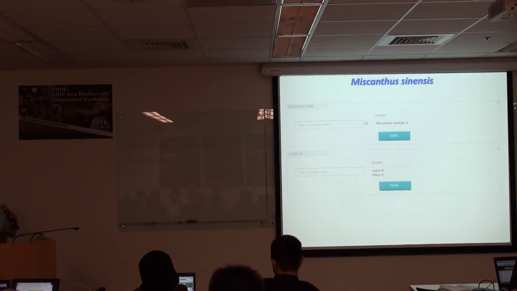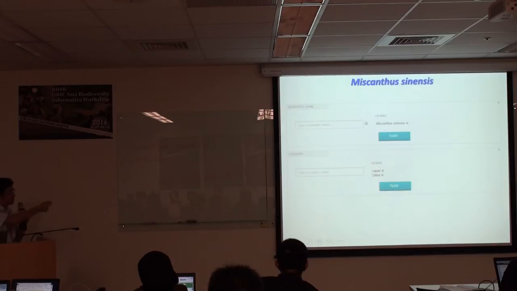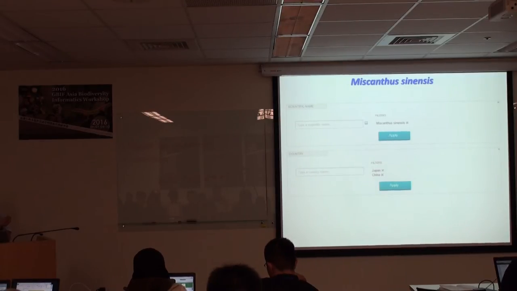Okay? In this case, input Misgurnus sinensis as a scientific name, and choose the country from both Japan and China. You can repeatedly do the filtering for both Japan and China. It's impossible for a single occurrence to occur in two different countries, so automatically it is regarded as a kind of OR search.